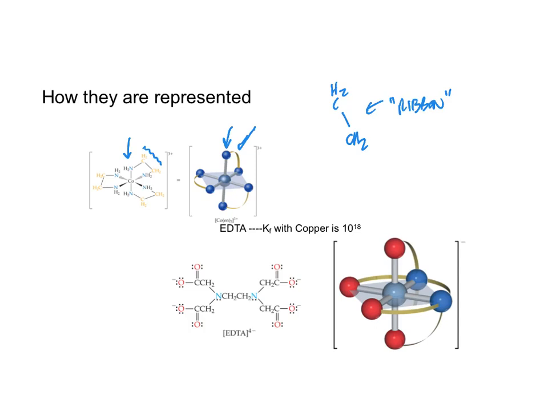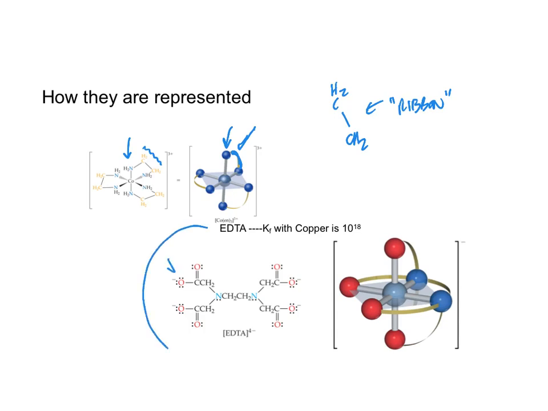See this little piece right here? That would be the ribbon. That is really the CH2 group. So that's a shorthand that people use when they draw these complexes. So that is a cobalt amine complex, but down here is the EDTA.